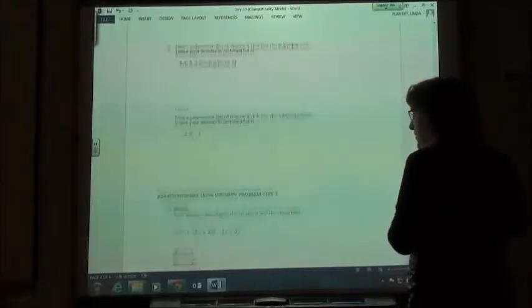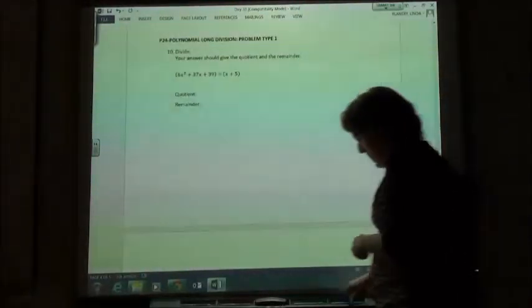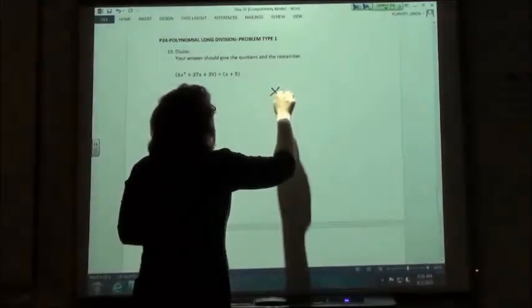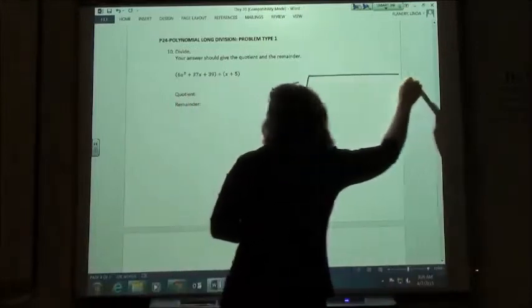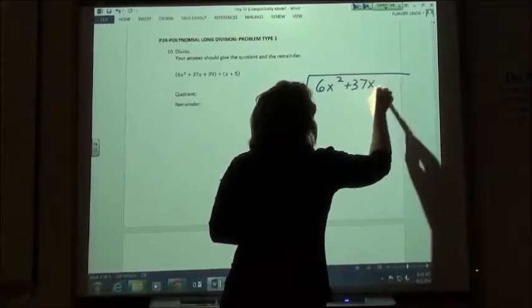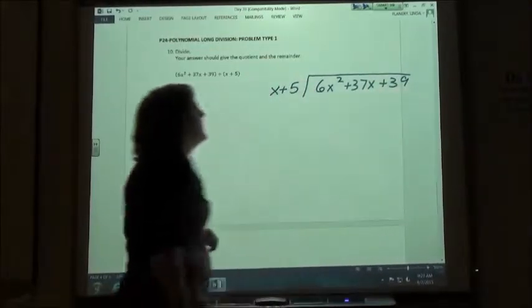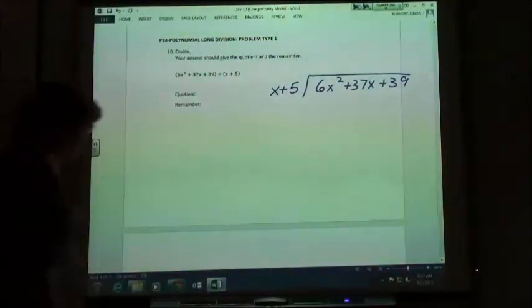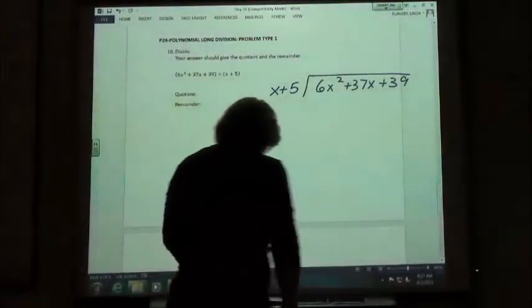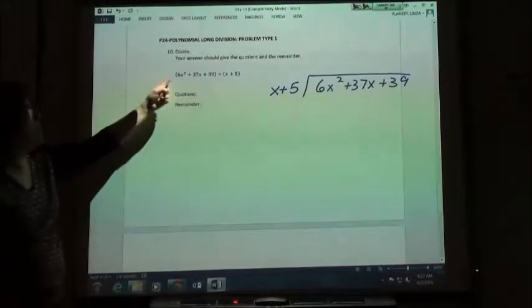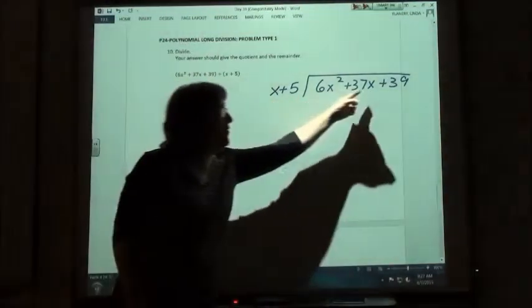Now we are going to do some long division. So what we are going to do is divide x plus 5 into 6x squared plus 37x plus 39. Okay, so I rewrote it from a regular division into a long division problem.